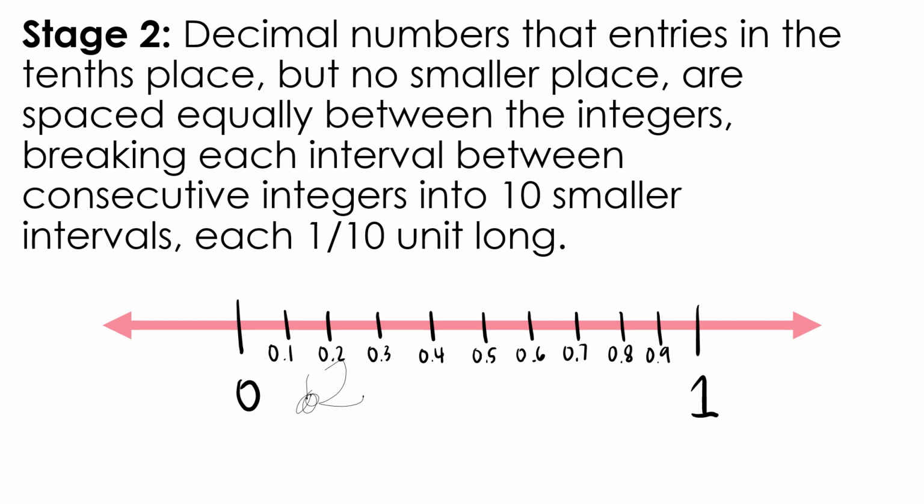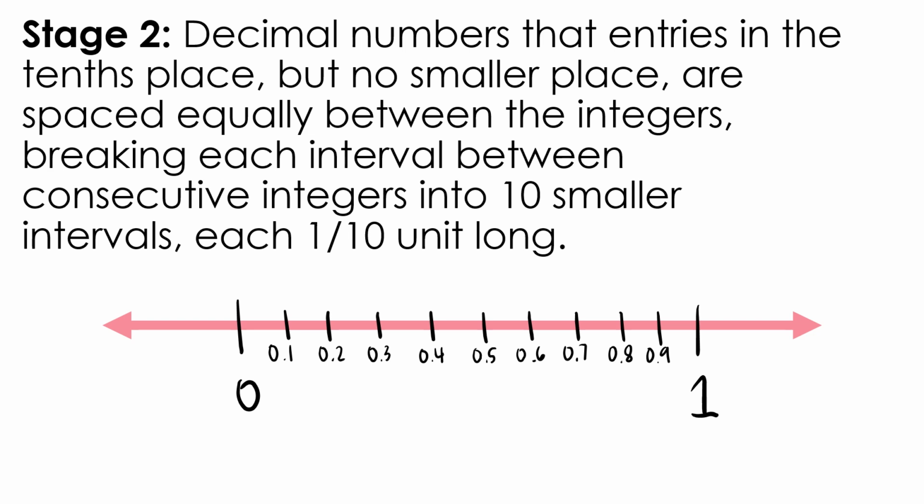This is 3, 4, 5. This is 0.5. 6, 7, 8. This is 0.8. All right, sorry I got cut off there. But now you can see I've labeled these all 0.1, 0.2, 0.3, 0.4, all the way to 0.9. All right, so now we've got this broken down into tenths.